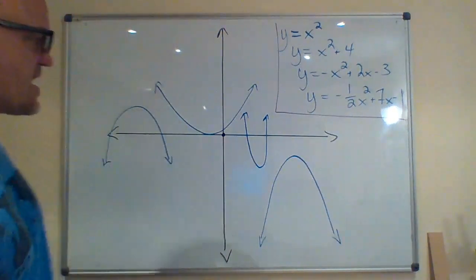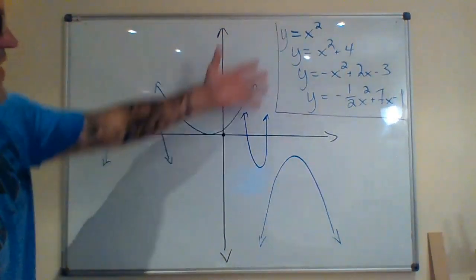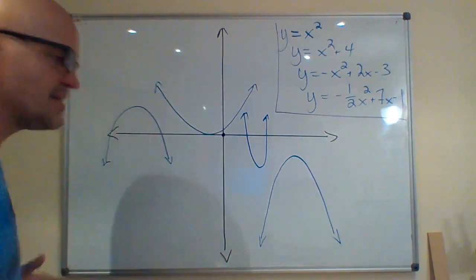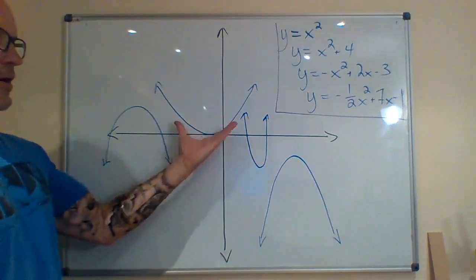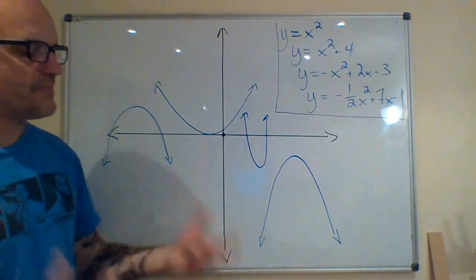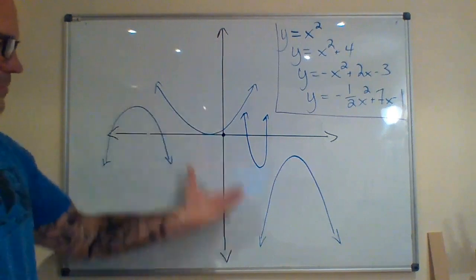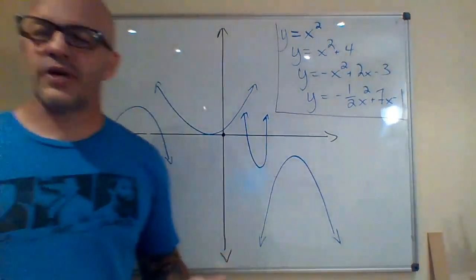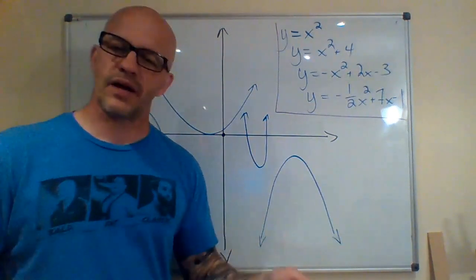One, they can be facing up, opening up. They can be facing down or opening down. They can be wider, they can be narrower, they can move all around. So we have them moved all over this graph here. That's it. Those are called transformations, which is what we did and what we're going to get back to.